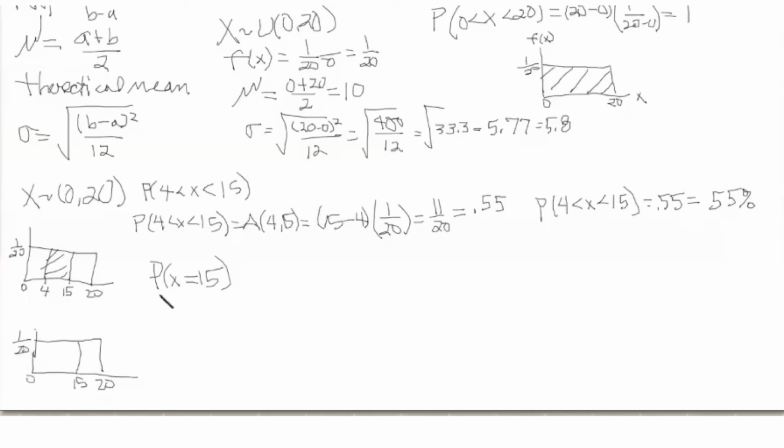Well, if X equals 15, then that's just a straight line, and the width equals 0. So when I go to solve the area of 15, my width is going to be 0 times the height 1 over 20, which is just going to be 0. So that tells me that the probability for getting any individual number is going to equal 0.